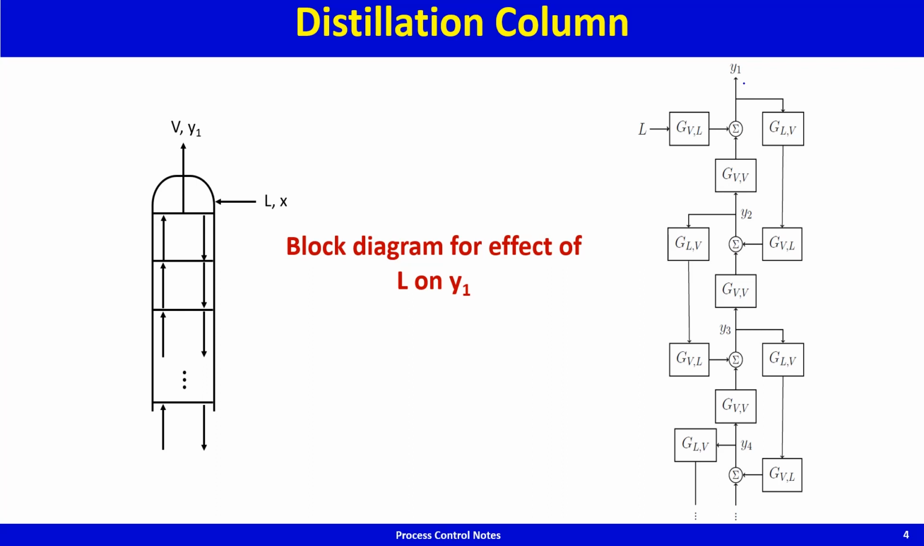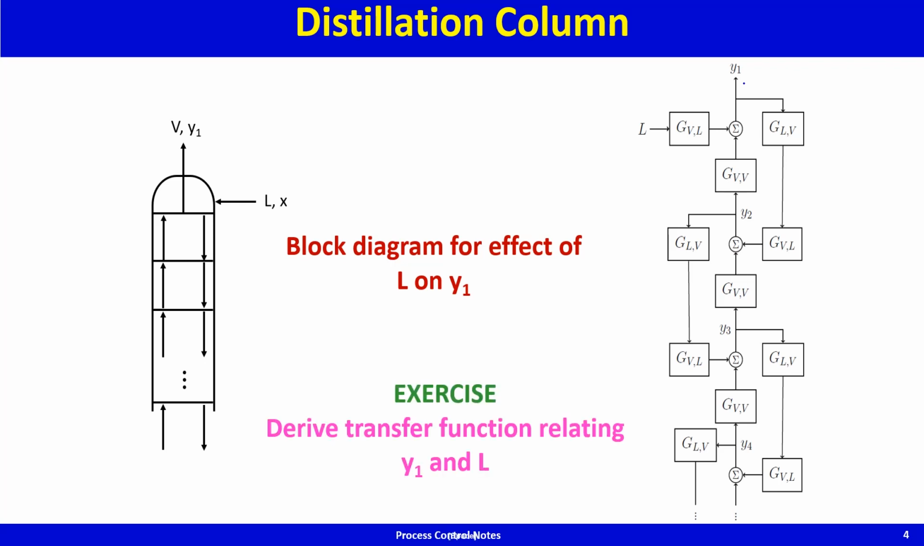I haven't tried it, but this might be an interesting cascade, and you can go on till n, and n can go till infinity, n trays or infinite trays. What I would like you to attempt, I have not tried it, but maybe it's worth trying: derive the transfer function relating this to this for this cascade with maybe n trays.